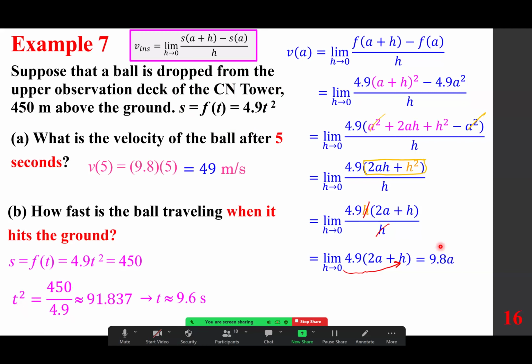So going back to this, 9.8a for 5 was 9.8 times 5. For 9.6 it would be 9.8 times 9.6, which results in the velocity when it hits the ground being 94.08 meters per second.